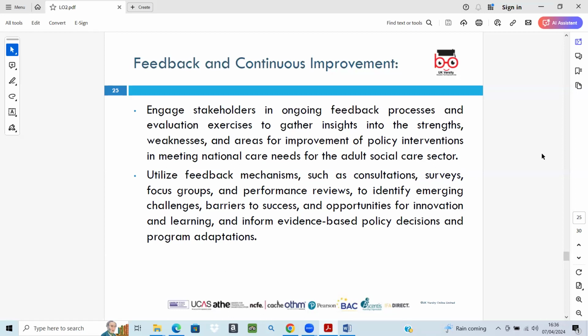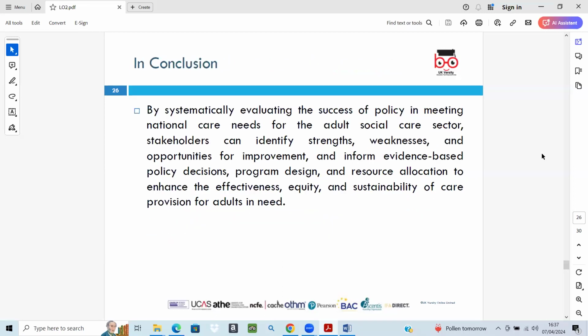So this is all about that. And what we achieve is, by engaging the stakeholders in the ongoing feedback process and evaluation exercises, we can gather valuable insight into strengths, weaknesses, and areas for improvement.